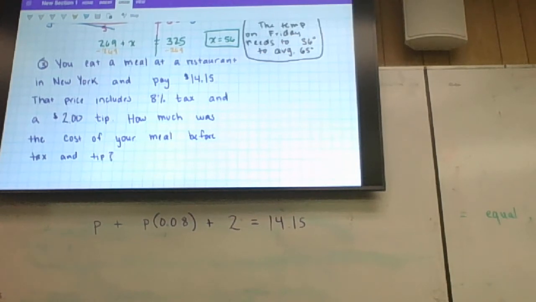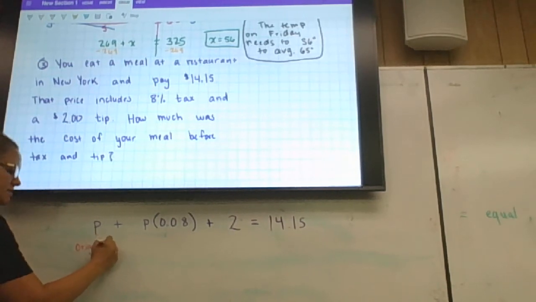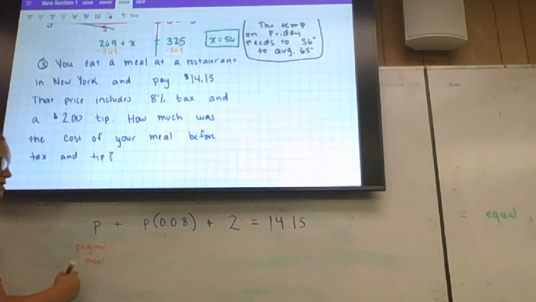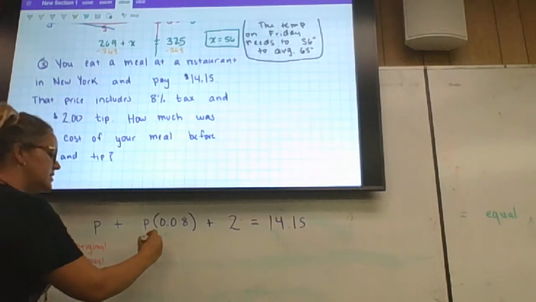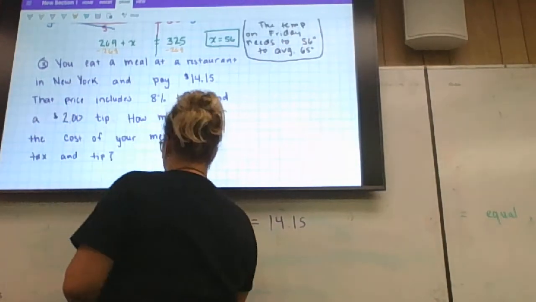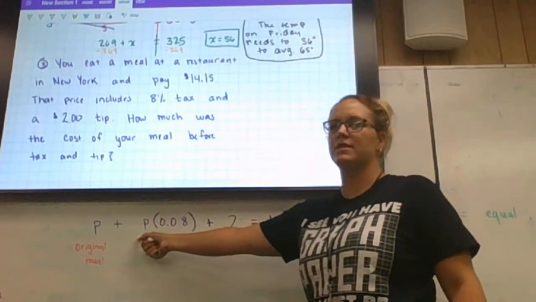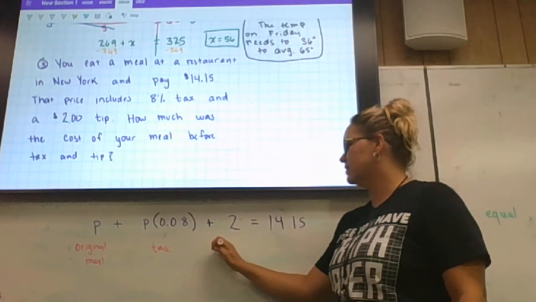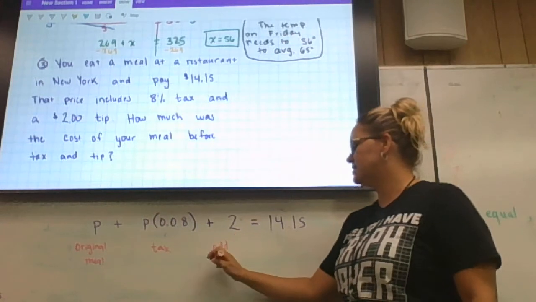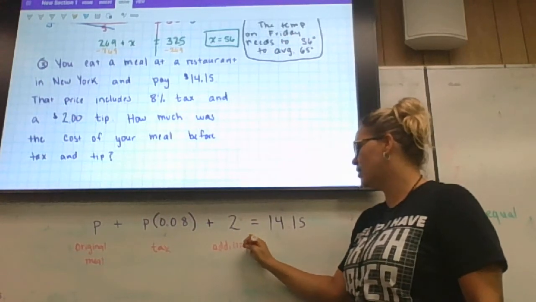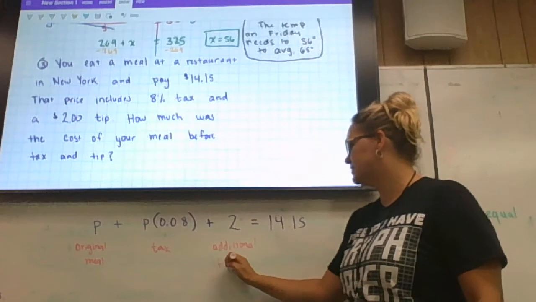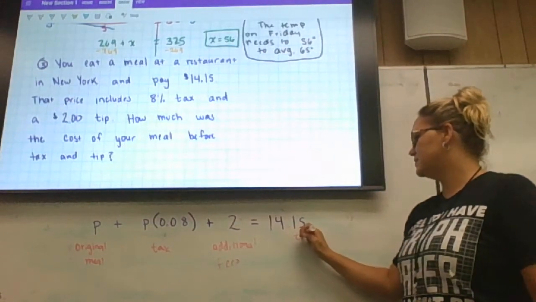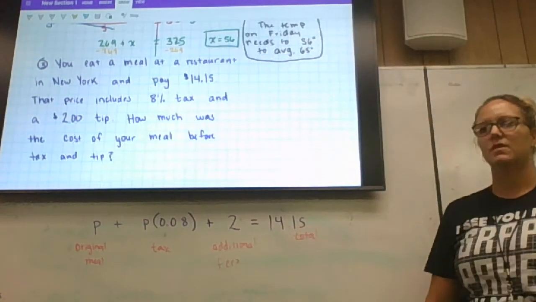Okay, so just to go back, since it was kind of loud yesterday. So this is the original price of an object. Here it's the meal. Yesterday it was a vehicle. This is the tax. You do whatever the interest rate is times the original price. This is usually in a word problem additional fees, and they'll make it up all types of different ways. And this was the total.